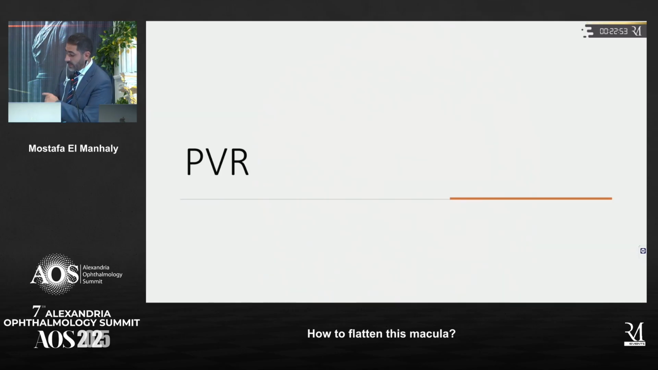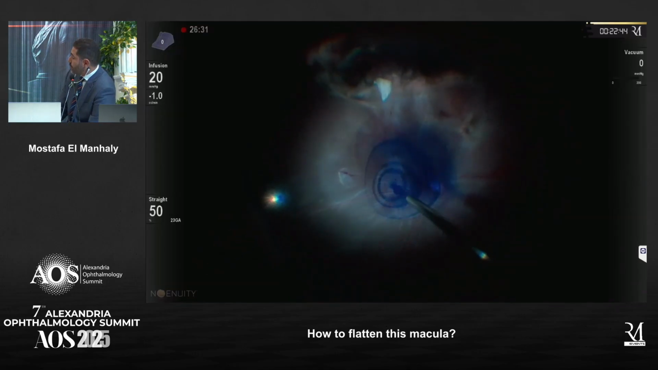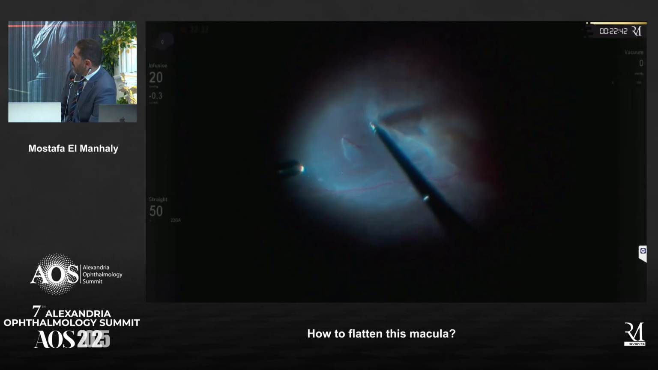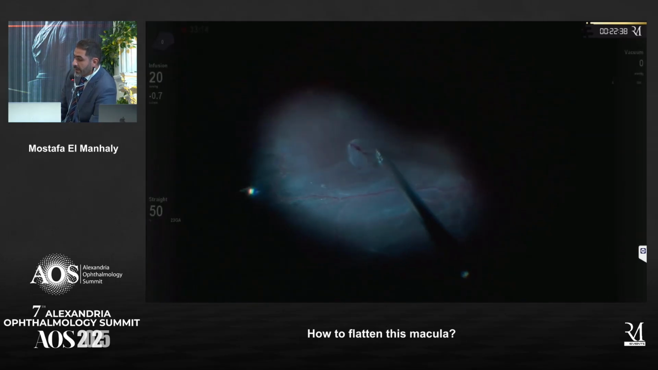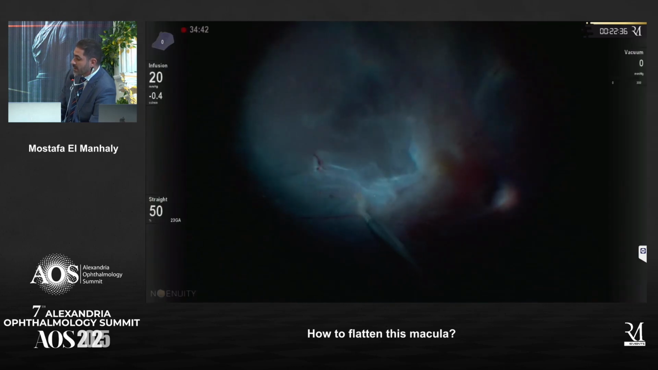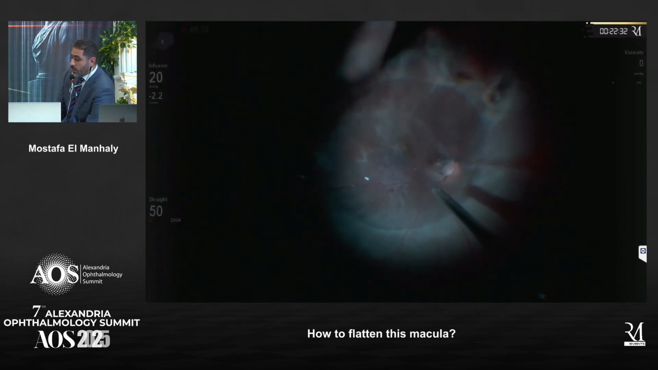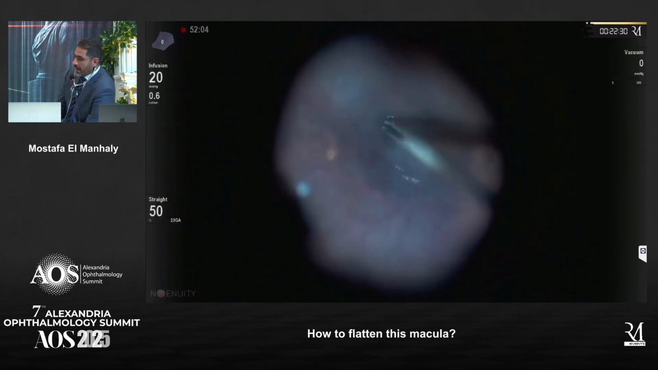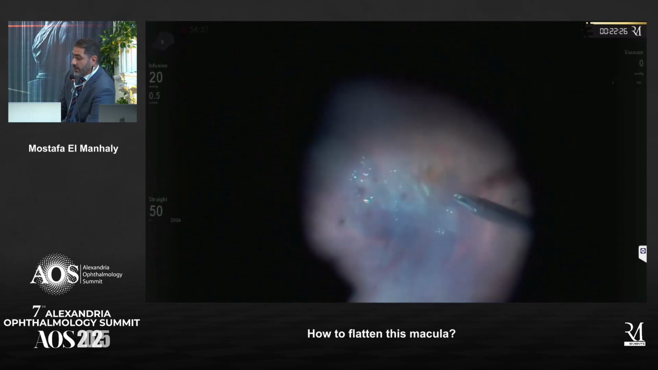To move on to the next entity, which is the PVR. So, Dr. Mustafa, this is a case that had 6 surgeries before: a buckle, then a gas, vitrectomy and silicone, then silicone oil removal, and then presented to me with a total retinal detachment, PVR-C, in the macula and a macular hole.